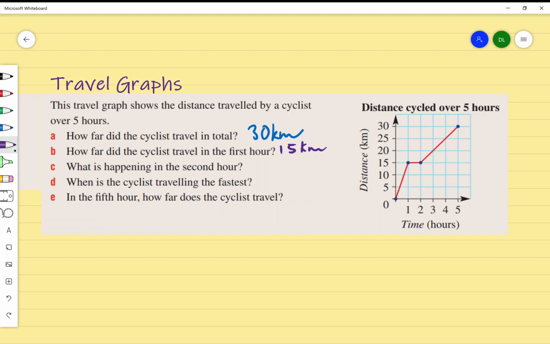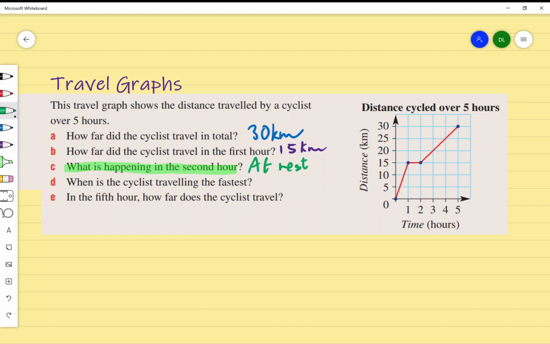Remember that we need to actually make sure that we're following what the question's asking, because in question C, it says, what is happening in the second hour? Well, in the second hour, I know that this is the first hour, and then in the second hour, it is this period of time between this point and that point there. So in that period where we've got that second hour, I know that that cyclist isn't increasing in distance, nor is he decreasing in distance. So what we say is that they are at rest.